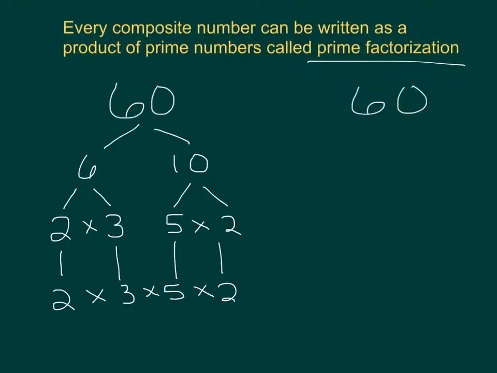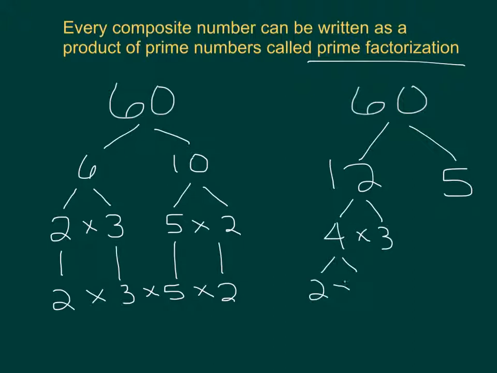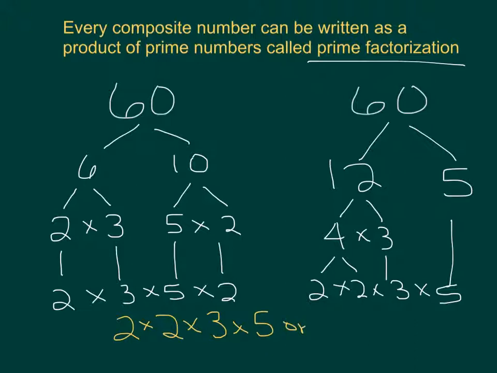would give us 60. You can also break it apart differently, and you could break it apart as 12 times 5. So for 12, you could do 4 times 3, but then 4 breaks apart into 2 times 2, 3, and then you bring down the 5. So the factors are the same, they're just in a different order. So the prime factorization for 60 would be 2 times 2 times 3 times 5, or 2 squared times 3 times 5.